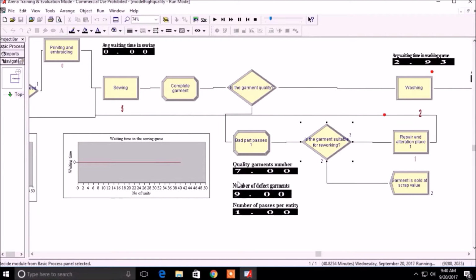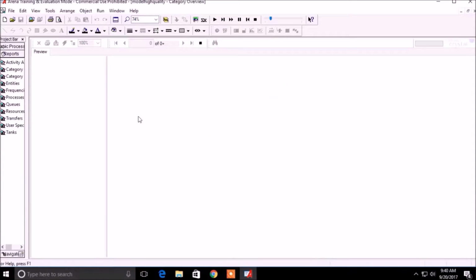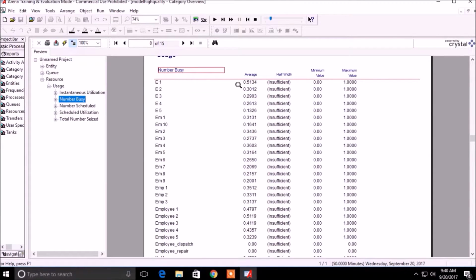Now there are more quality garments than before. Now the processes will be at high efficiency. Here you can see the average usage has increased. So we can say that the mitigation strategy is effective.